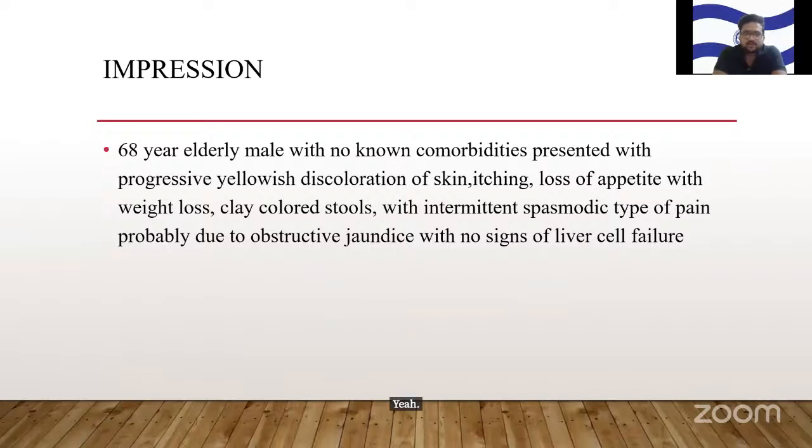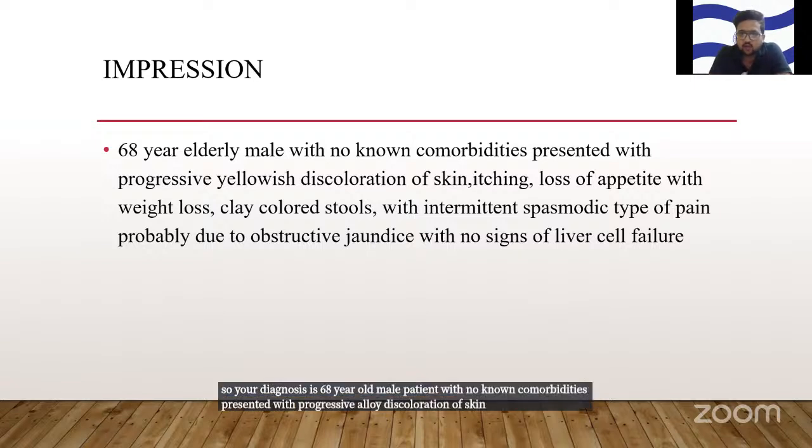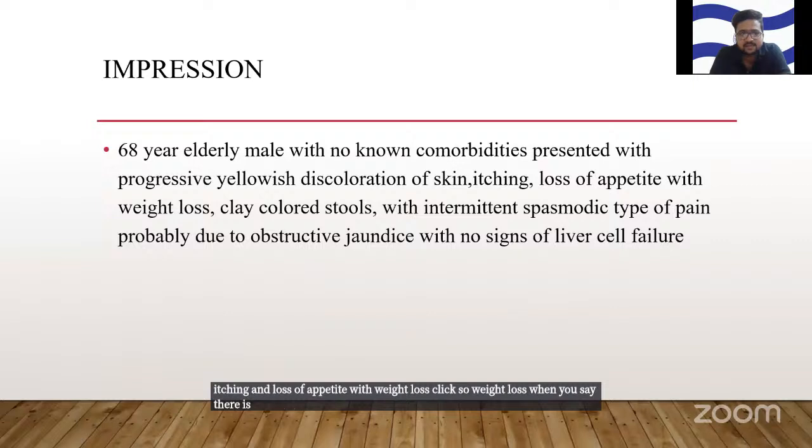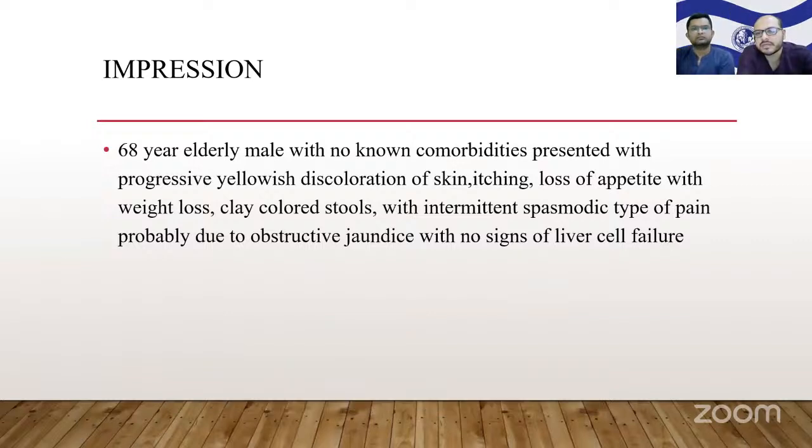So your diagnosis is 68-year-old male patient with no known comorbidities presented with progressive yellowish discoloration of skin, itching and loss of appetite with weight loss. So when you say weight loss, how do you define the significant weight loss? Effective weight loss is when there is more than 5% of the body weight lost in 3 months, or more than 10% of the total body weight is lost in 6 months duration. Sir. Okay. Beyond that is called effective weight loss.